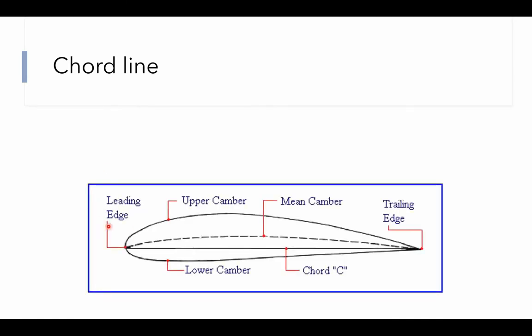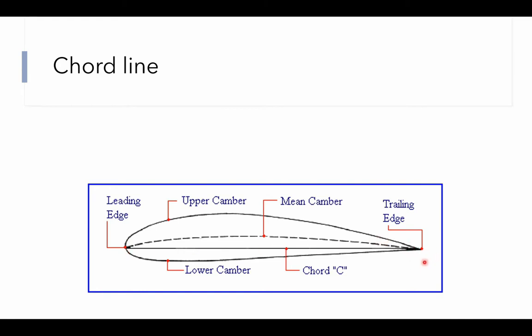The next term is the chord line. But before that, there are still two mini terms that you need to know. They are the leading edge and the trailing edge. The leading edge is the front of the airfoil, and the trailing edge is the end of the airfoil.